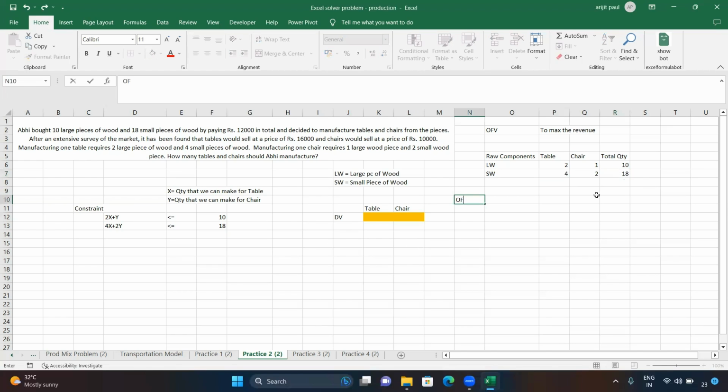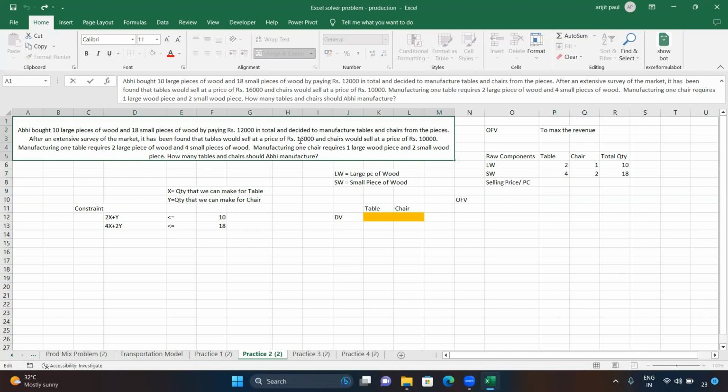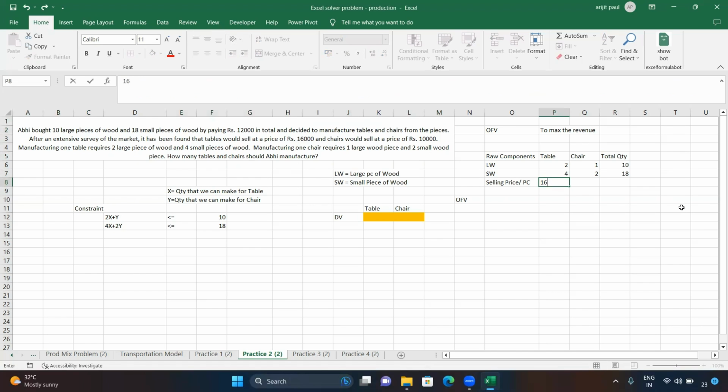Now, what should be our OFB formula? OFB is to maximize the revenue, right? Now, if we consider our selling price per piece, then for table, the selling price is 16,000. So you can mention here 16,000. And for chair, the selling price is 10,000 per piece. So you can mention here 10,000.